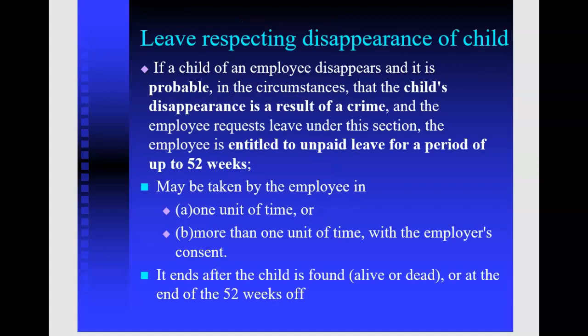This is leave respecting disappearance of a child. So if a child disappears and based on the circumstances, such disappearance is probable to be a result of a crime, then the employee will be entitled to unpaid leave for up to 52 weeks, up to 1 year. It can be taken in 1 unit of time or more than 1 unit of time. So you take some months now, then you return to work, and then more months, more weeks, but up to a total of 52 weeks. If the child is found alive or dead, then this leave ends, or it ends at the 52nd week.